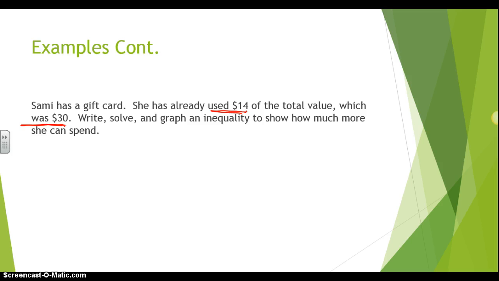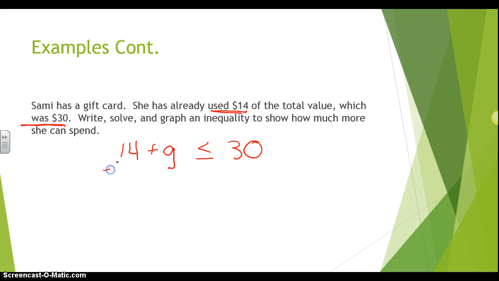So we have to think of writing an inequality based on this situation. So if she's used $14 out of the total 30 and they want to know how much more she can use, we'll have 14 plus G. We'll call G as representing how much more she can use, which is going to be less than or equal to my total $30. So 30 is my max. So let's find out what G can be to make this situation true.